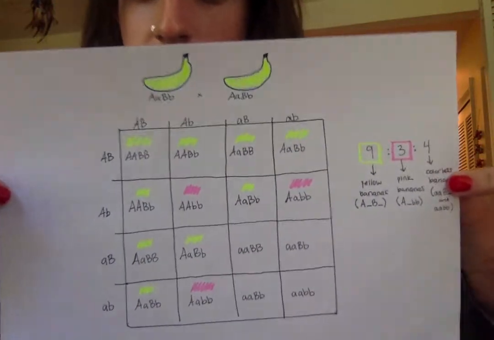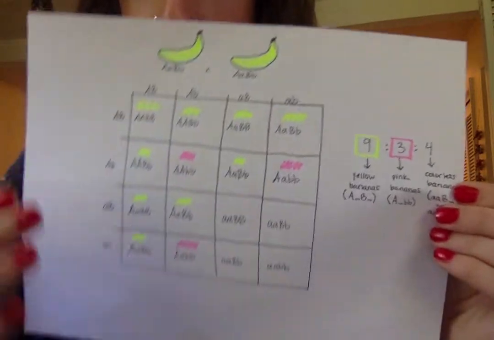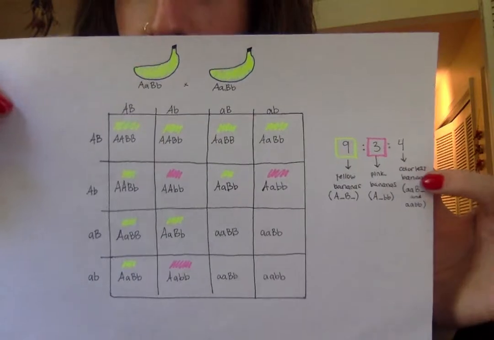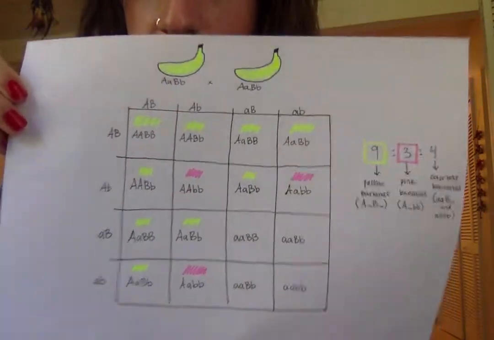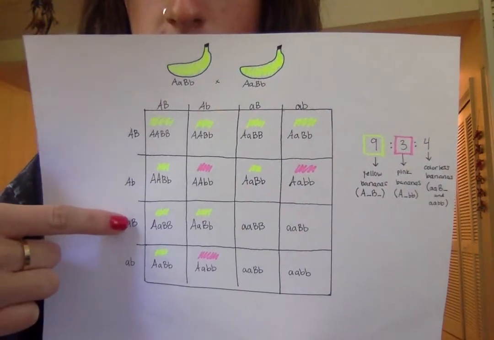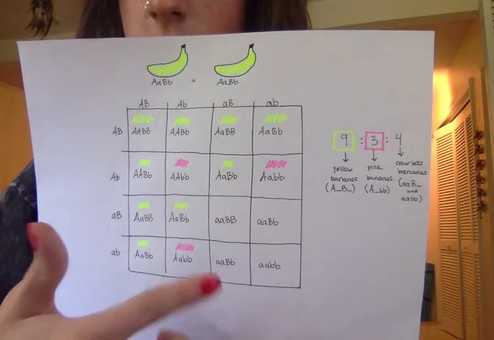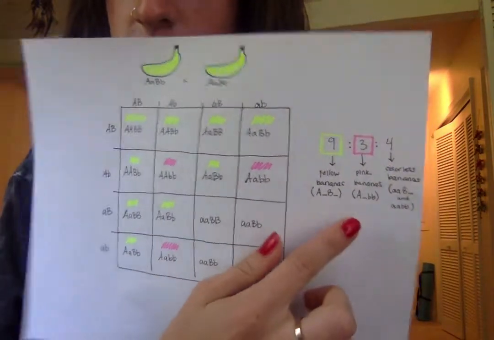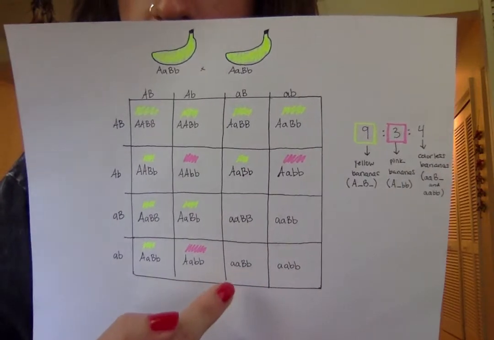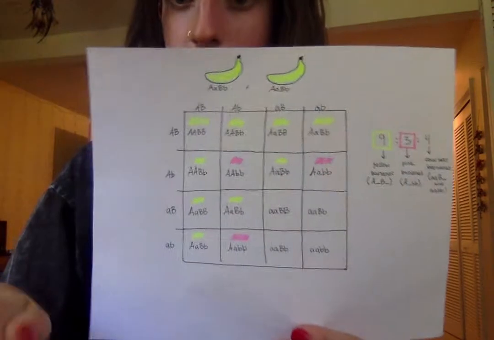So looking at this cross, we are going to further understand how this works. The ratio that's commonly produced is a 9, 3, and 4 ratio from single recessive. So here we have 9 yellow bananas produced, and then we have 3 pink bananas produced. But the most important one that we note here is there's 4 colorless bananas, because all of them have both homozygous recessive a, which means that there's not going to be any pigment.